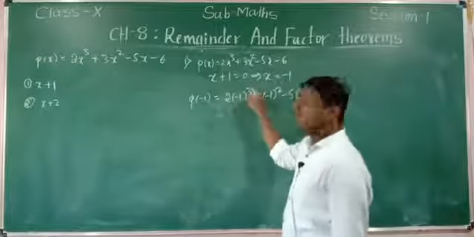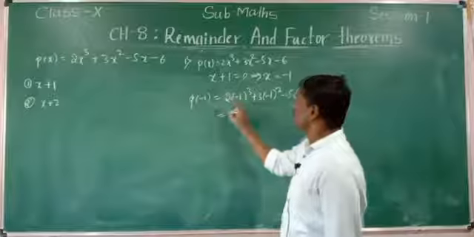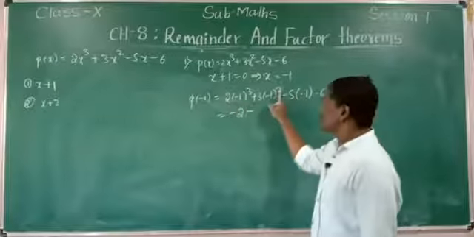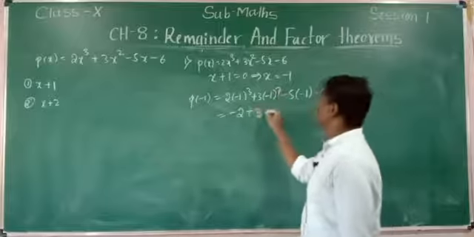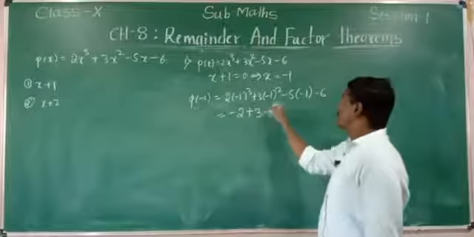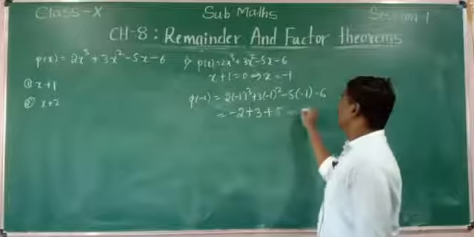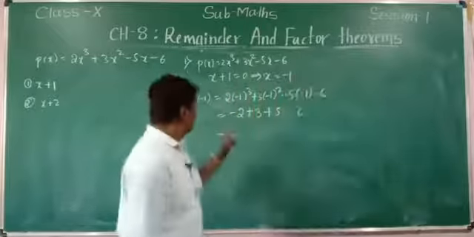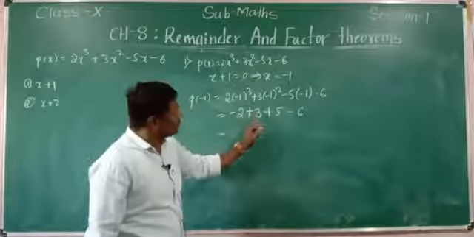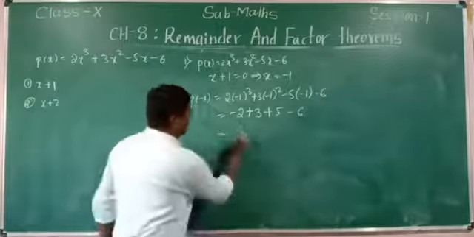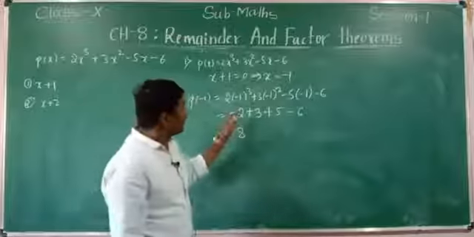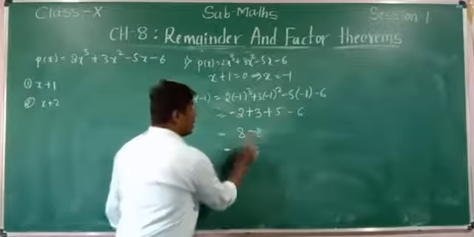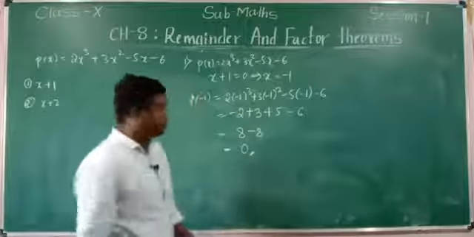Minus 1 cube is minus 1, minus 1 into 2 is minus 2. Minus 1 square is plus 1, 1 3s are 3. Minus into minus is plus, 5 1s are 5, minus 6. Okay. Now, first add the positive values: plus 3 plus 5 is plus 8. Now, add the negative values: minus 2 minus 6 is minus 8. So plus 8 minus 8 get cancelled, remaining 0.